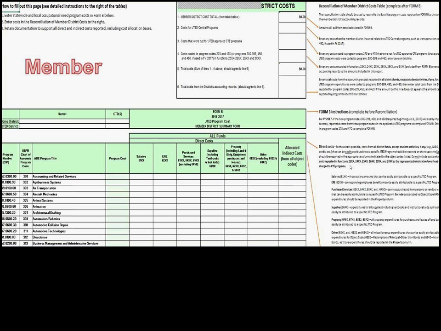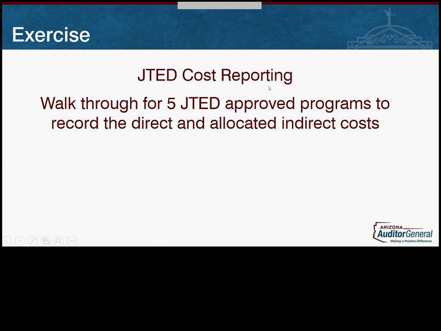Let's go ahead and walk through an example of how you would complete the member form, all of those direct costs, the allocated costs, and we'll touch on the entire reconciliation above to help you ensure that all of your costs in your accounting records that should be reported are getting reported. For this, we're going to use just a sample of 5 JTED programs, not all of the programs that you see on the normal reporting form. And we've condensed it down for just some space issues so that we can walk through it on the screen.